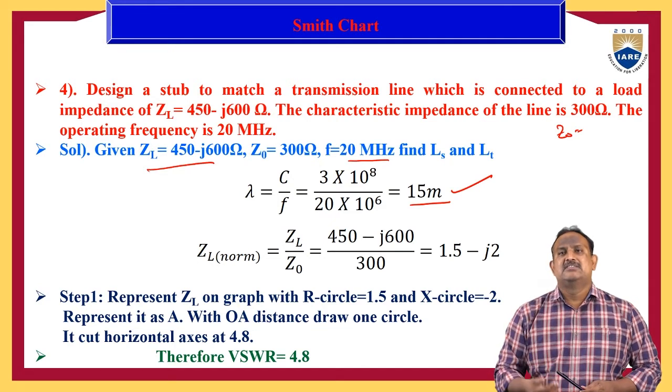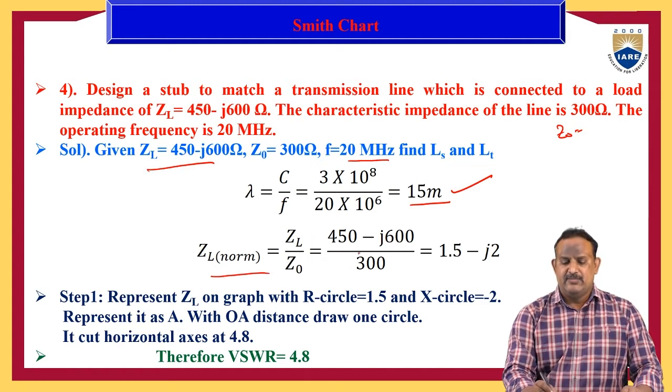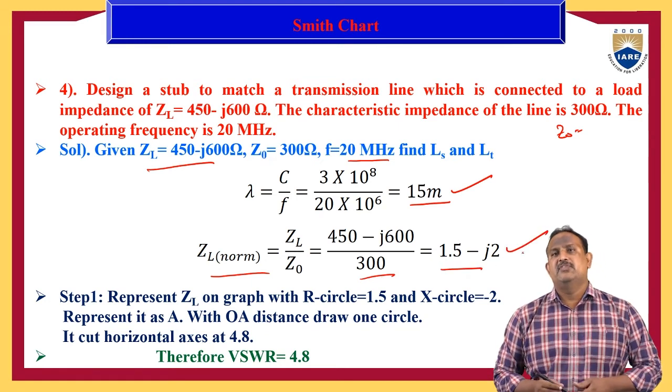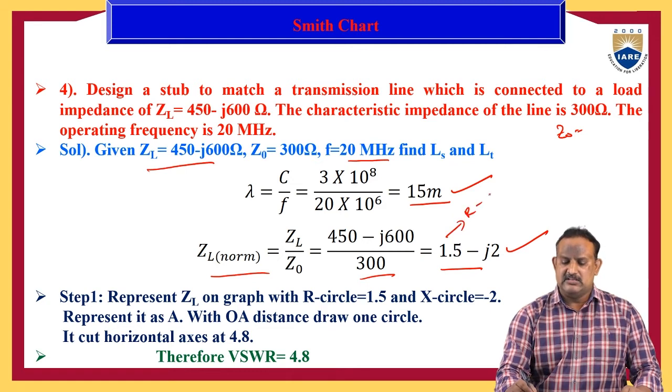Then we'll find the normalized impedance value. The normalized impedance equals ZL by Z0, which is 450 minus J600 by 300. That is 1.5 minus J2. Here 1.5 represents the R circles and 2 represents the X circles.